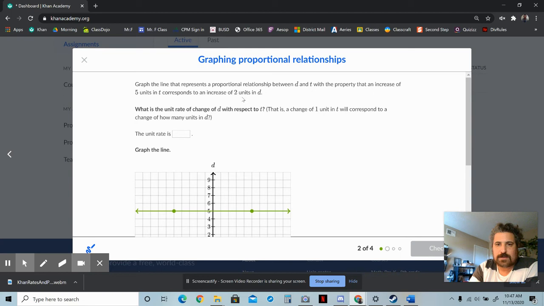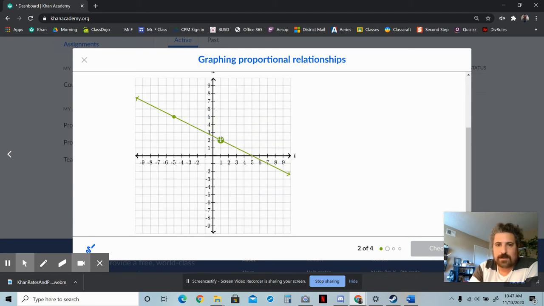It's just 2 for d and 5 for t. So when t is 5, d is 2. So that's your first dot, right? When t is 5, d is 2. And then any other relationship where that ratio stays the same. So t in this case is 5, d is 2.